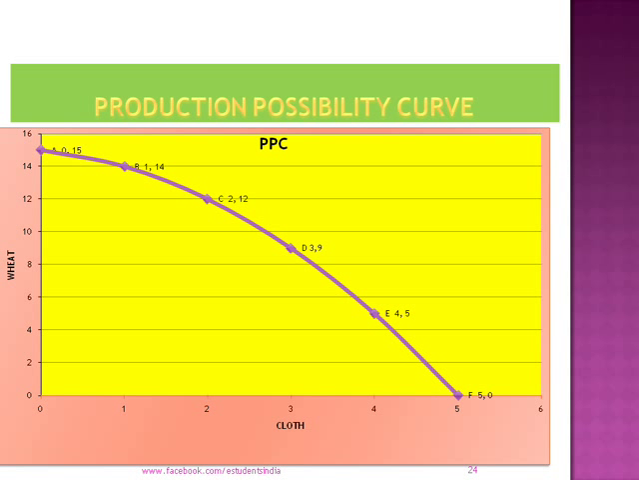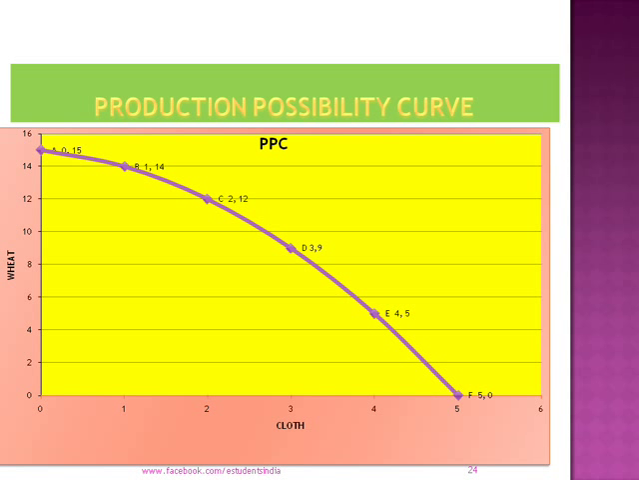The alternative production possibilities can be illustrated graphically by plotting the data of the table on a graph paper. Production possibility curve. Cloth along the x-axis, wheat along the y-axis, A, B, C, D, E, F. The curve AF is obtained when the data of the table are plotted. This curve AF is called the production possibility curve.